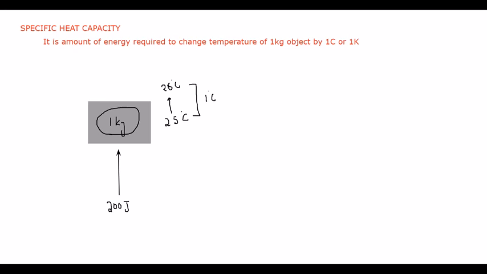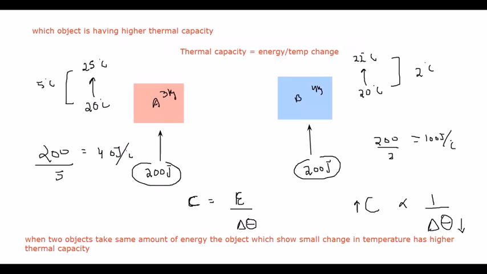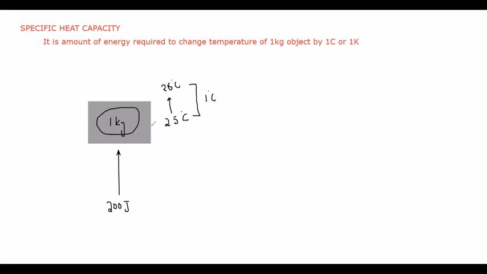Here the main difference between them is, in thermal capacity we don't bother about the mass, it can be any mass and we are just changing the temperature. But in specific heat capacity, we specify the mass and we mention that the mass should be 1 kilogram. So how much energy is required to change the temperature of a 1 kilogram object by 1 degree centigrade? That energy is known as specific heat capacity. So it can be energy supplied, it can be energy removed also.